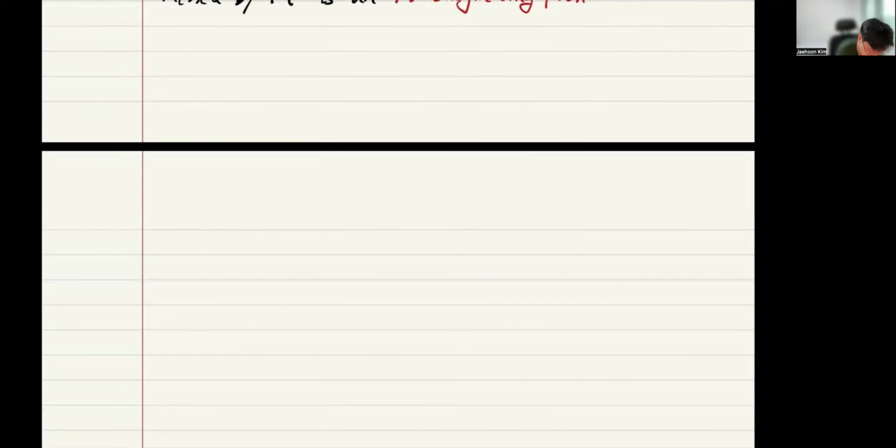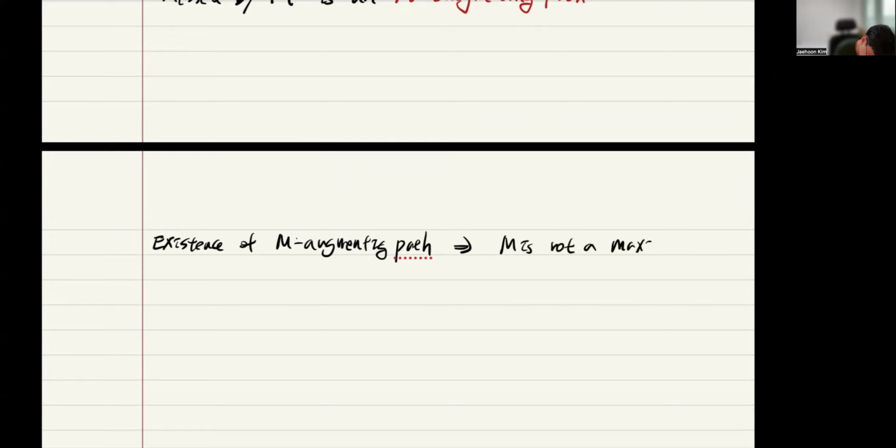With this definition, one can easily check that the existence of an M-augmenting path implies that M is not the maximum matching. Okay, maybe I would say it is easy to check.